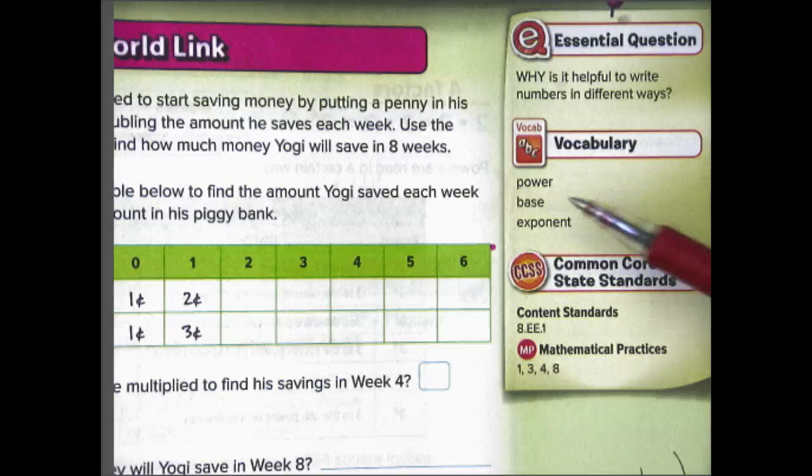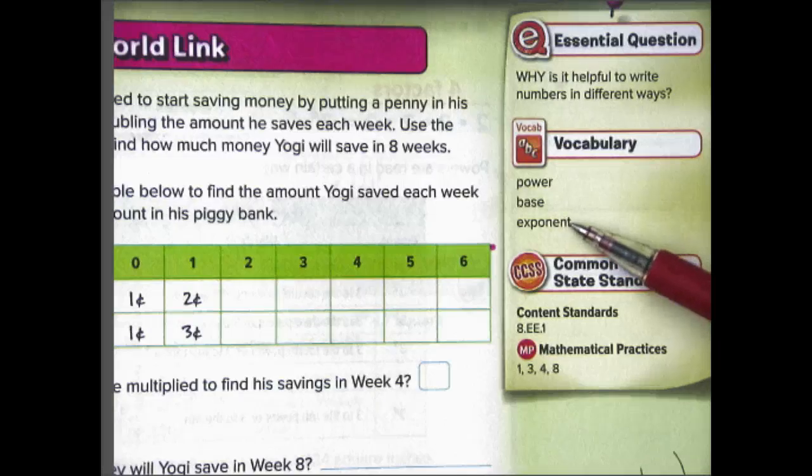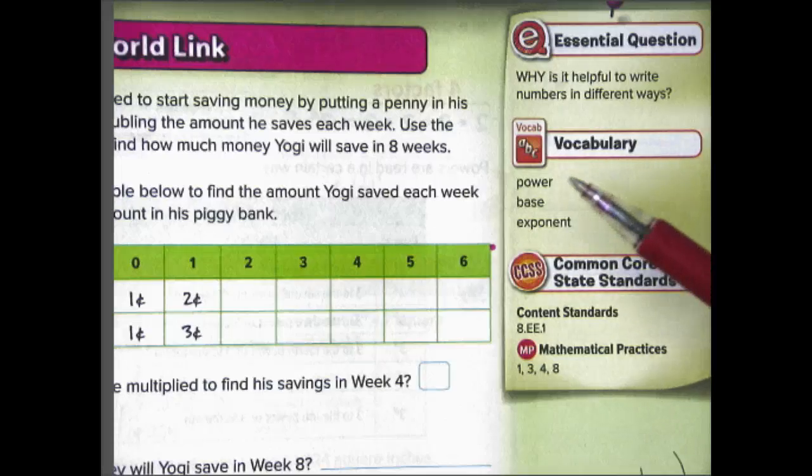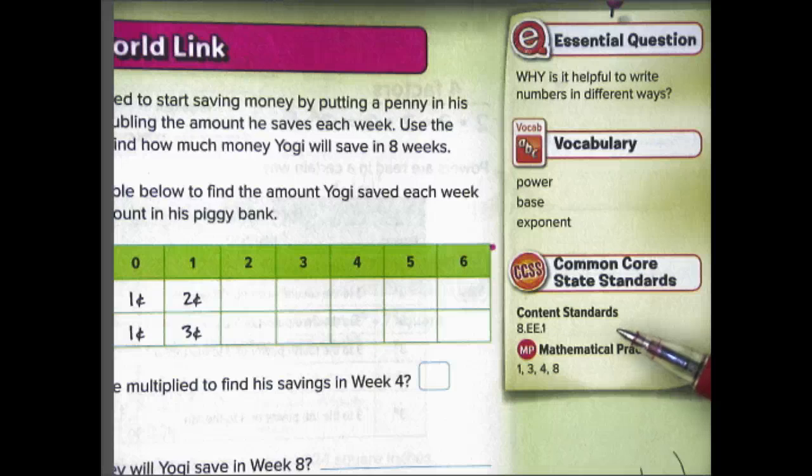Our vocabulary in this lesson is power, base, and exponent. We talked about base yesterday, and we talked about exponent yesterday, and I told you that when a number was written with an exponent, it was called a power. Our Common Core State Standard for this lesson is 8.EE.1. Remember that EE stands for expressions and equations.